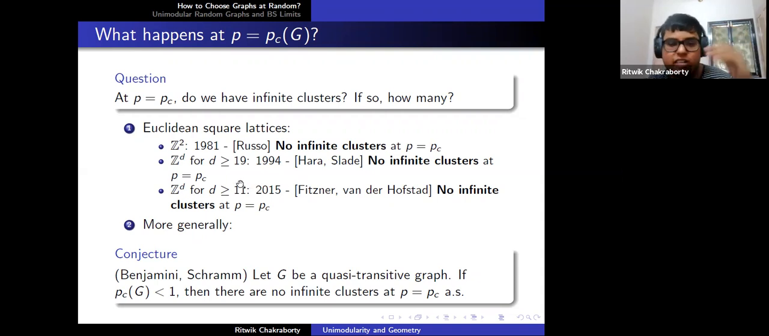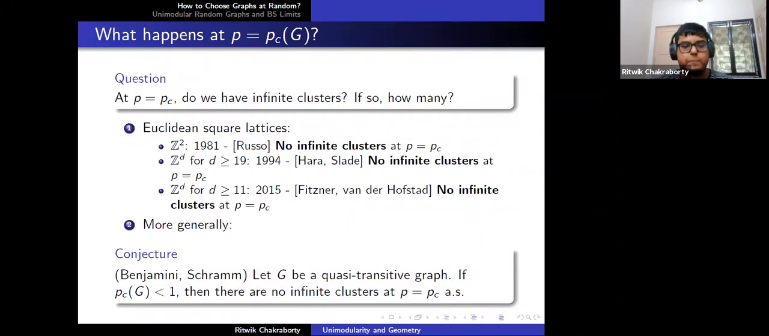But the main crux is this: whether ZD, or in particular any transitive graph, has infinite clusters at P equal to PC really depends upon whether it's amenable or not, and whether it's unimodular or not. And here's a long-standing conjecture due to Benjamini and Schramm. If G is a quasi-transitive graph, by which I mean the automorphisms of G act on G with a finite number of orbits, then the conjecture says that PC of G is strictly less than one. That is, there is a non-trivial phase transition. And in particular, there are no infinite clusters at P equal to PC of G.